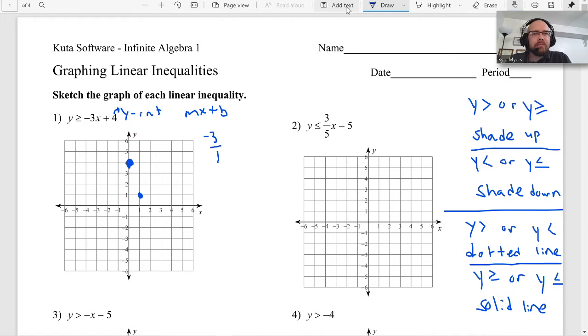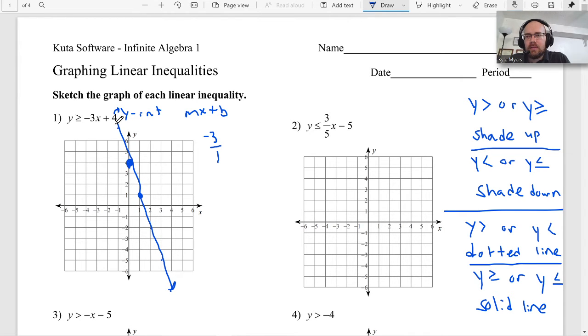Let's see if I can draw a solid line. It's going to be like right here, and like that, and like that. So something like this. I wish I had a line tool, but I don't have a line tool on this thing.